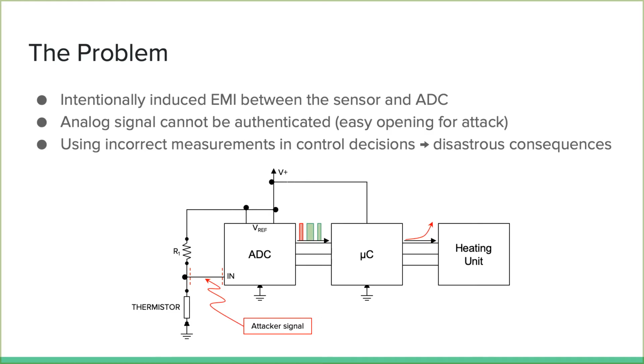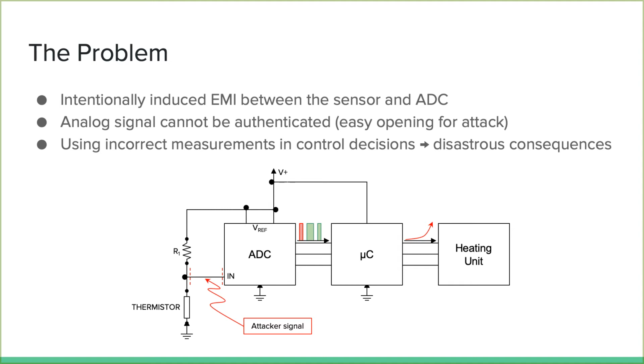So the problem that we're facing is that we can intentionally induce electromagnetic interference between a sensor and an ADC. So for example, it's in this red area here. At this portion, the analog signal cannot be well authenticated, which means it's an easy opening for an attack to happen. And if the microcontroller uses incorrect measurements in its control decisions, we can have disastrous results.